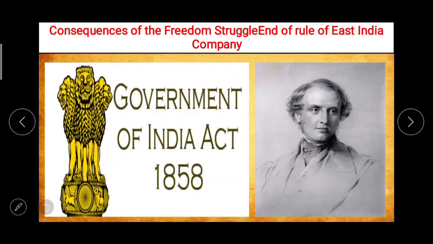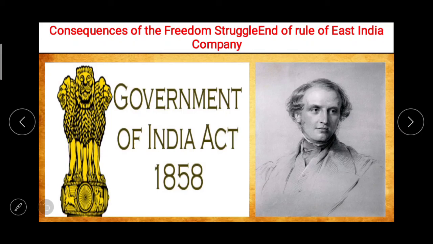Now the next point, consequences of the freedom struggle, or the end of rule of East India Company. Due to the company rule, there was growing dissatisfaction among the Indians and the British rule had to face the struggle of 1857. It forced the British Parliament to end the rule of the company and instead take over the responsibility of ruling over the people of India through the Government of India Act 1858. On the screen, as you can see, because of the struggle of 1857, British Parliament was forced to end the rule of the company.